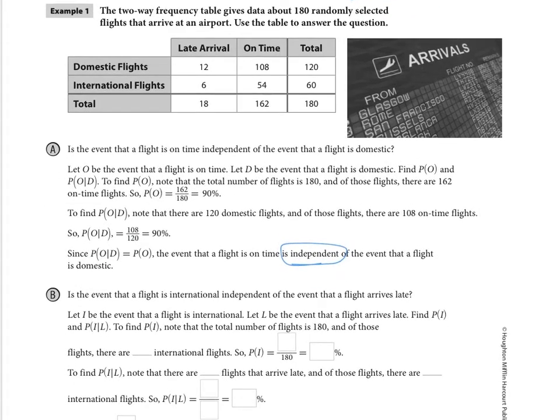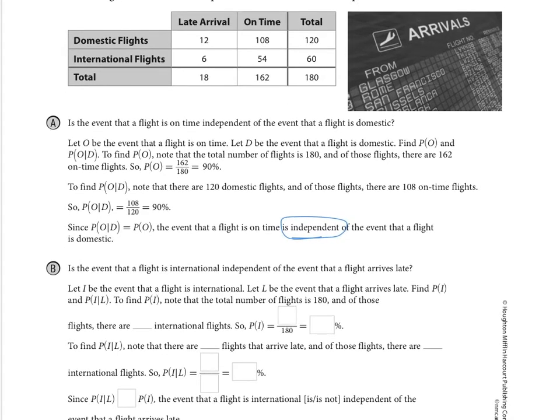Part B says, is the event that a flight is international independent of the event that a flight arrives late? So for labeling distinction, we're letting I be the event that a flight is international, and L be the event that a flight arrives late. So we first, of course, need to find the independent probability of just it being international. The total of international flights in this case is 60 out of 180. So the probability is 60 out of 180, or 33% when we convert to a percent there.